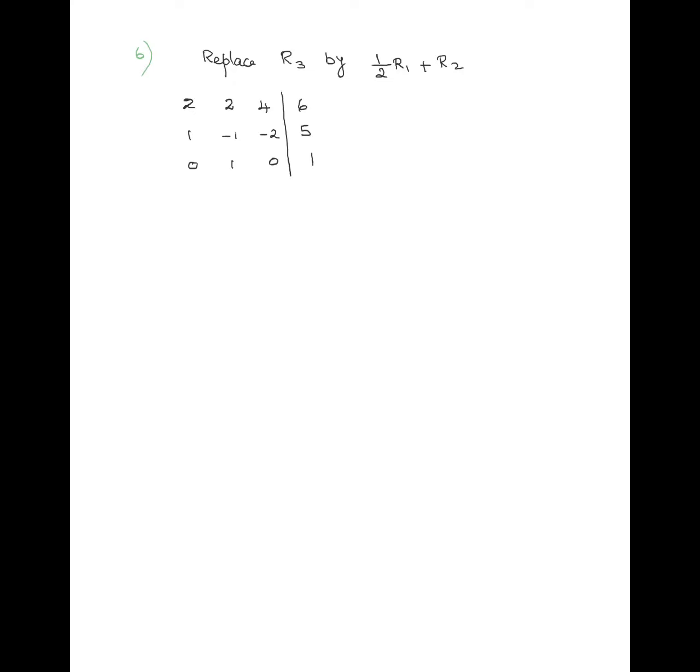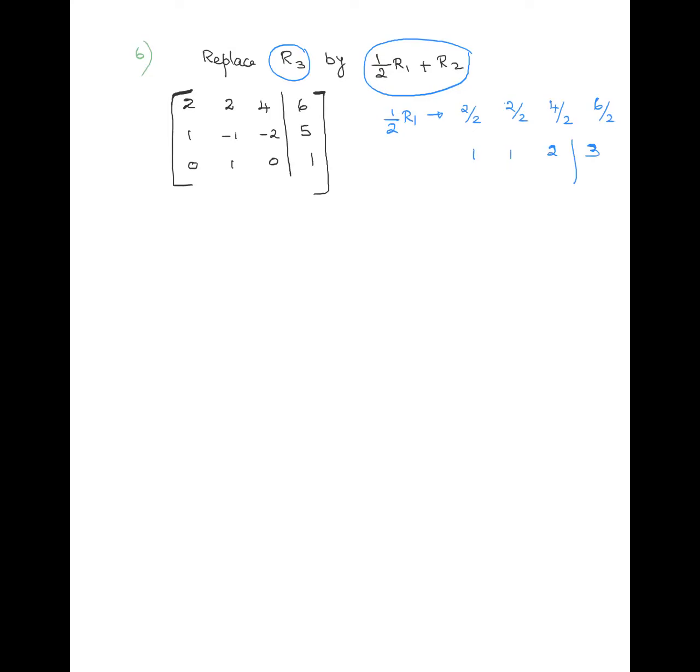Zero, 1. So we are going to replace R3 by 1/2 R1 plus R2. So first we have to find 1/2 R1. What does that mean? You have to divide R1 by 2. So that means 2 over 2, 2 over 2, 4 over 2, and 6 over 2. So that gives us 1, 1, 2, and 3.